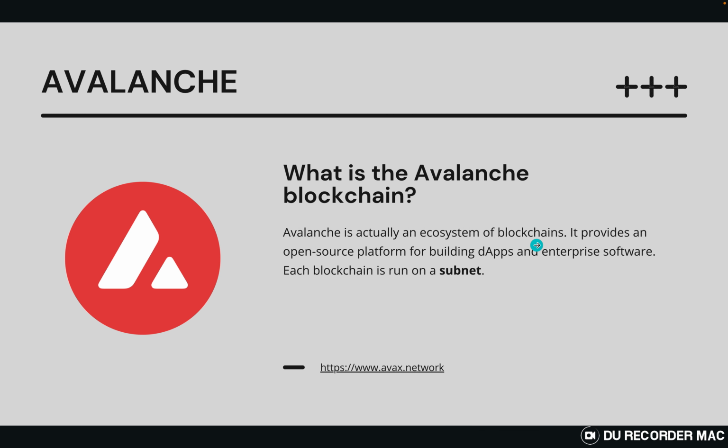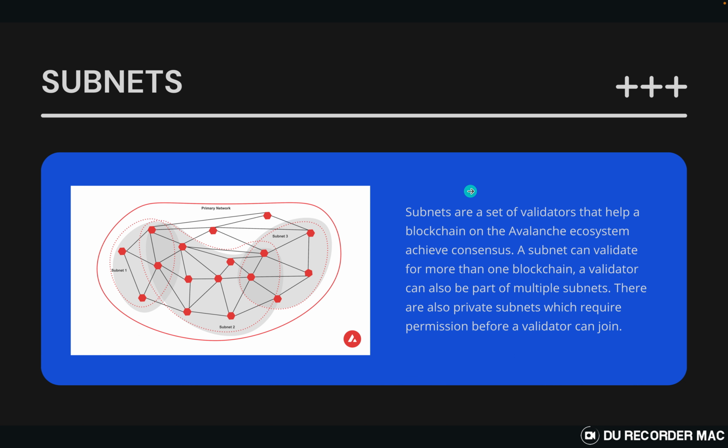So yes, let's go to subnets now. So what is a subnet? On Avalanche, subnets are a set of validators that help a blockchain. Like I already said, Avalanche is an ecosystem of blockchains, like a group of blockchains. So a subnet is a set of validators, a set of nodes that help a blockchain on the Avalanche ecosystem achieve consensus. Basically, they help a blockchain produce blocks. That is what they do. A set of nodes that help a blockchain on the Avalanche ecosystem produce blocks are subnets.